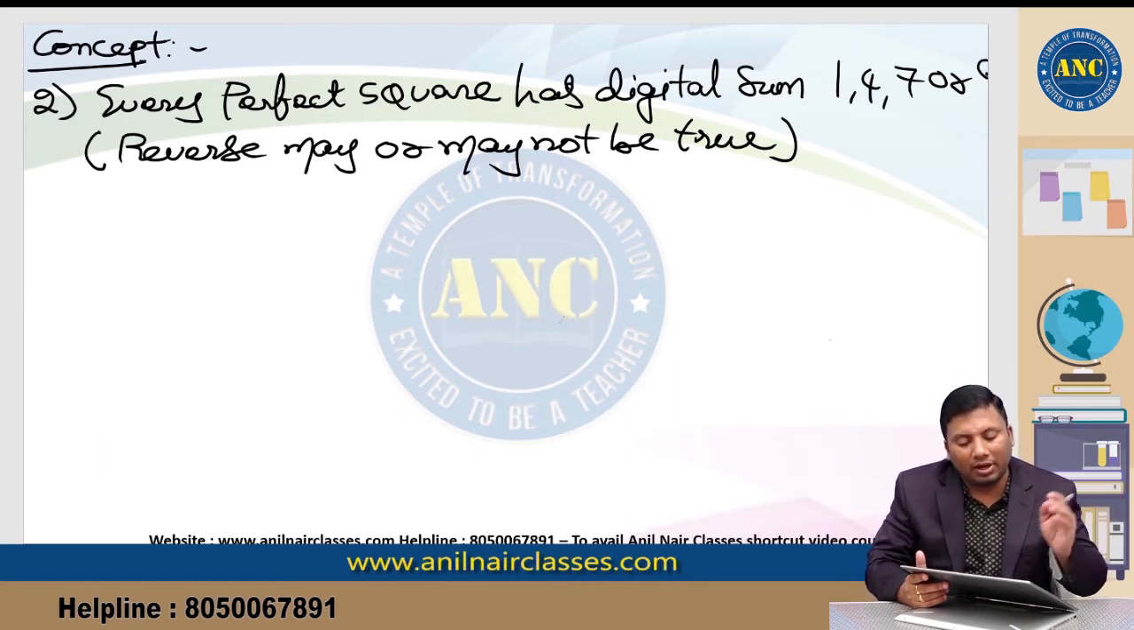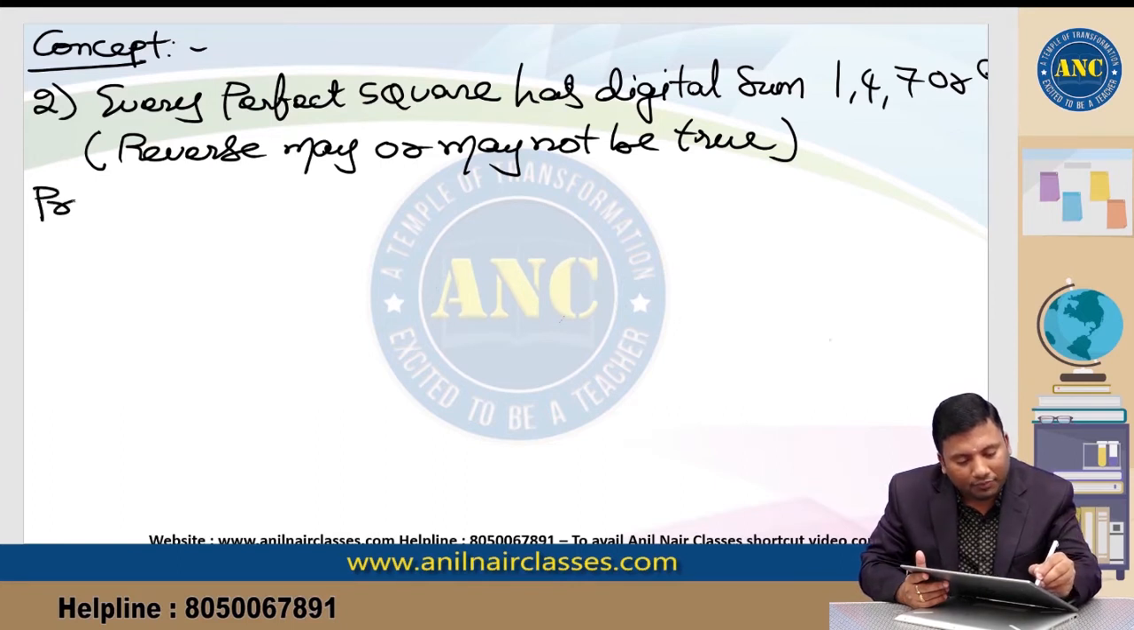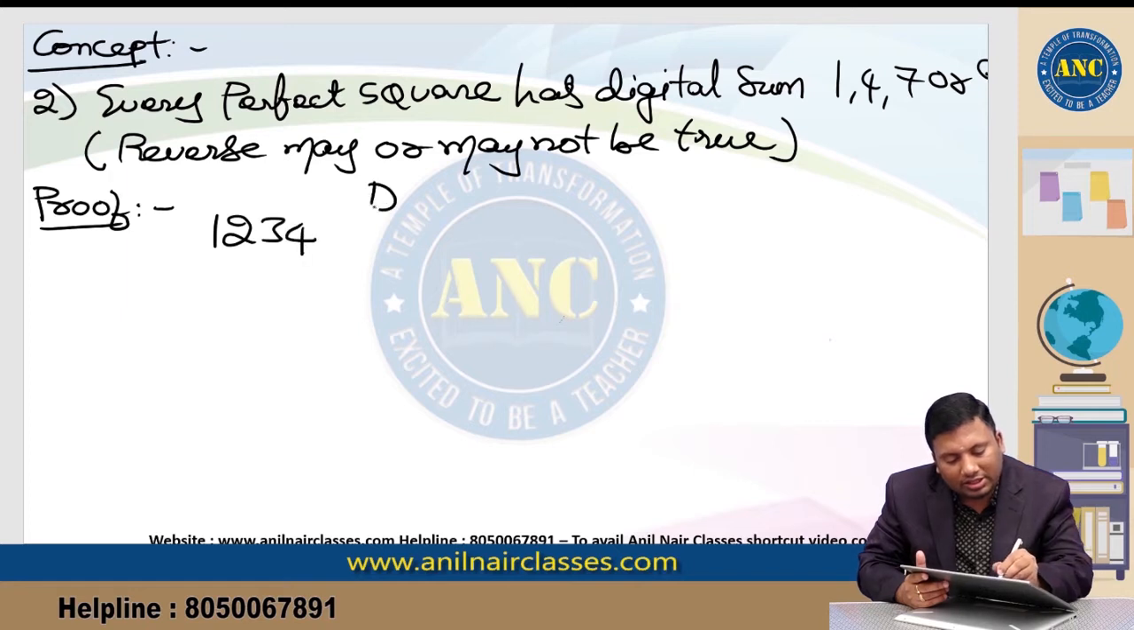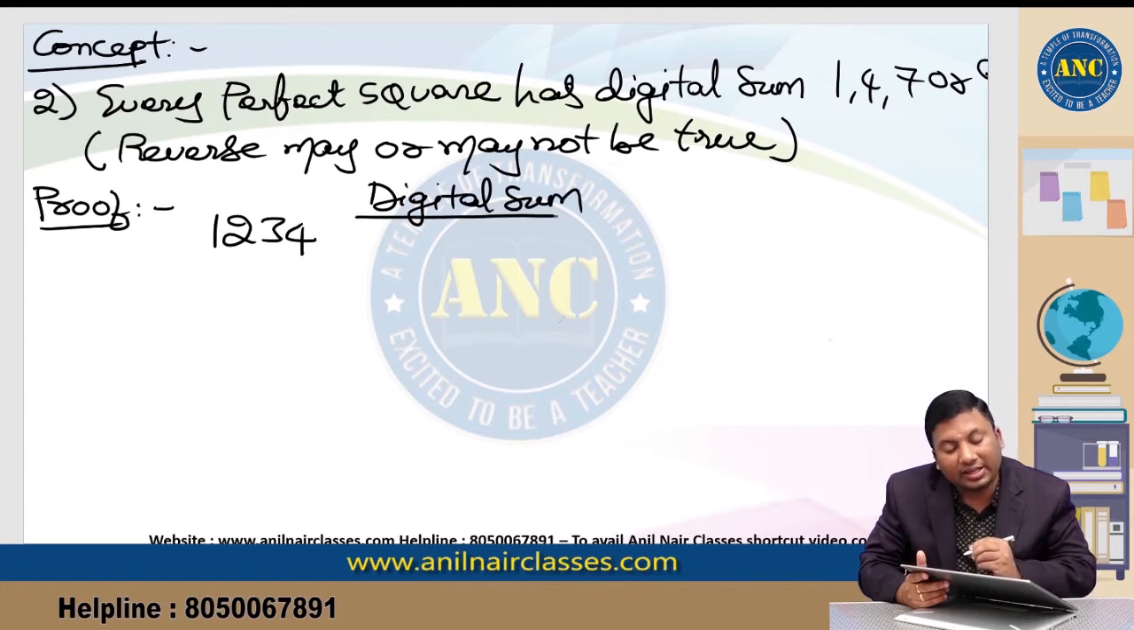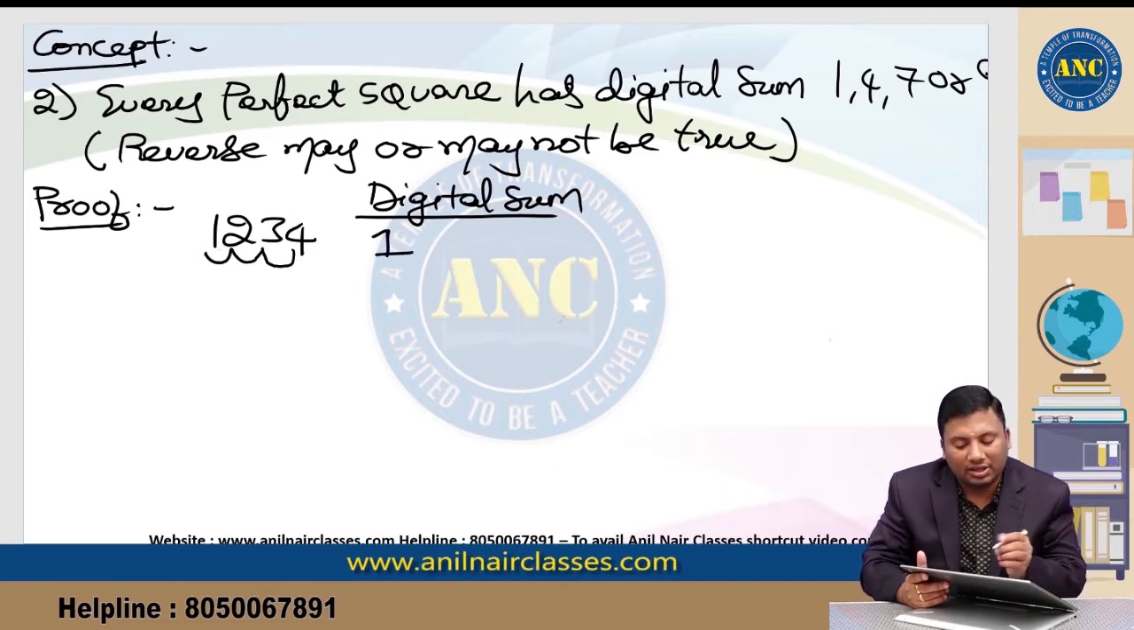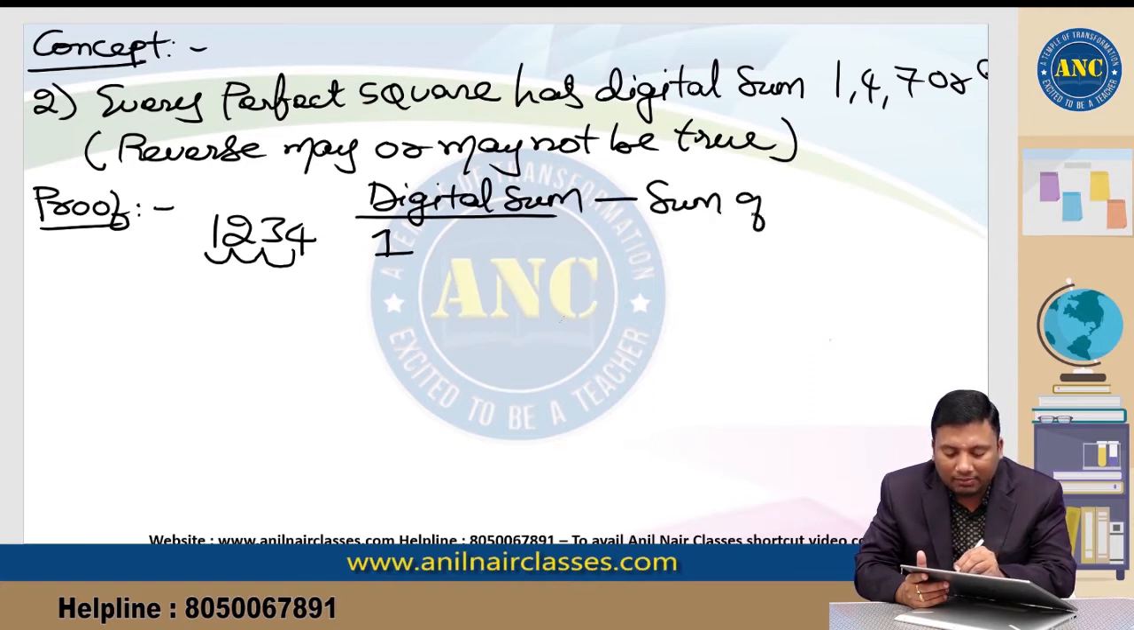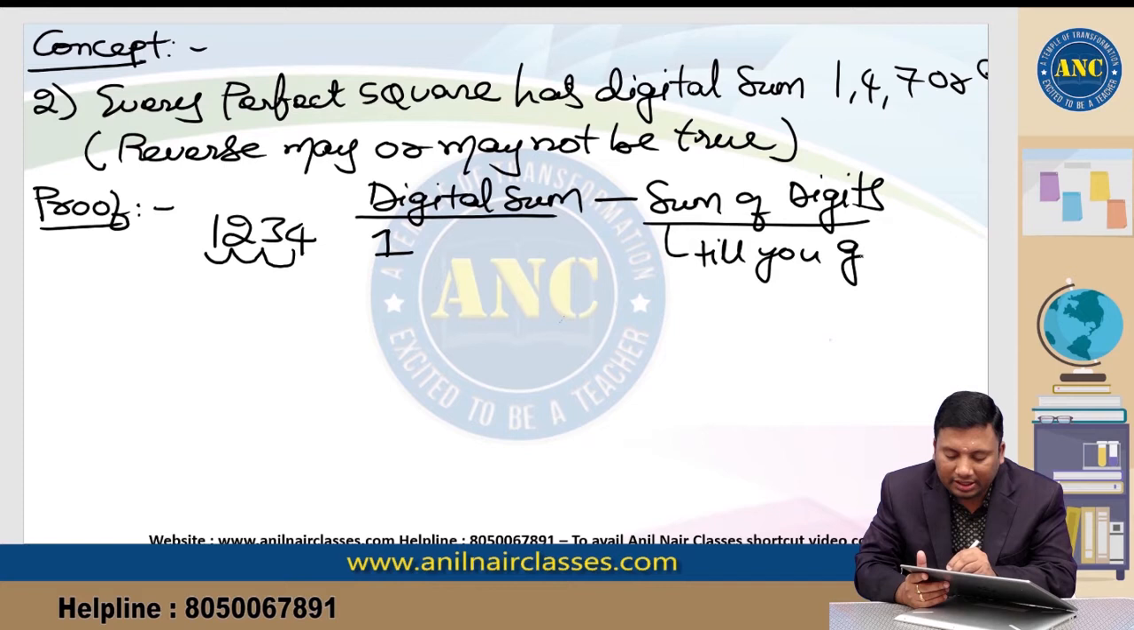Proof. Suppose I take 1234, the digital sum of this number is nothing but the sum of the digits until you get a single digit number. 4 plus 3, 7, 7 plus 2, 9, 9 plus 1, 10. 10 is nothing but 1. That is the definition. Digital sum is nothing but the sum of the digits till you get a single digit number.